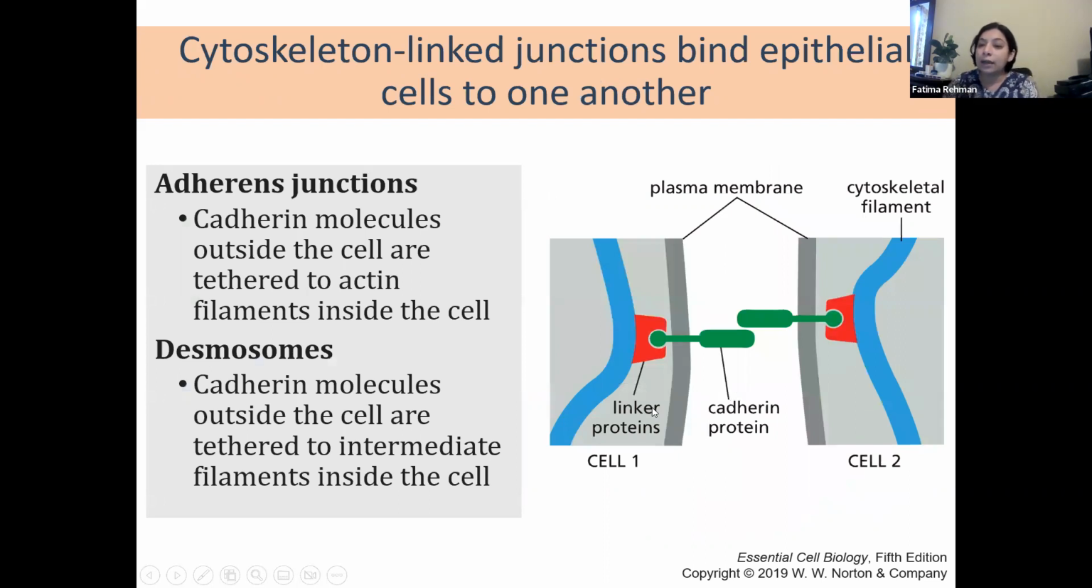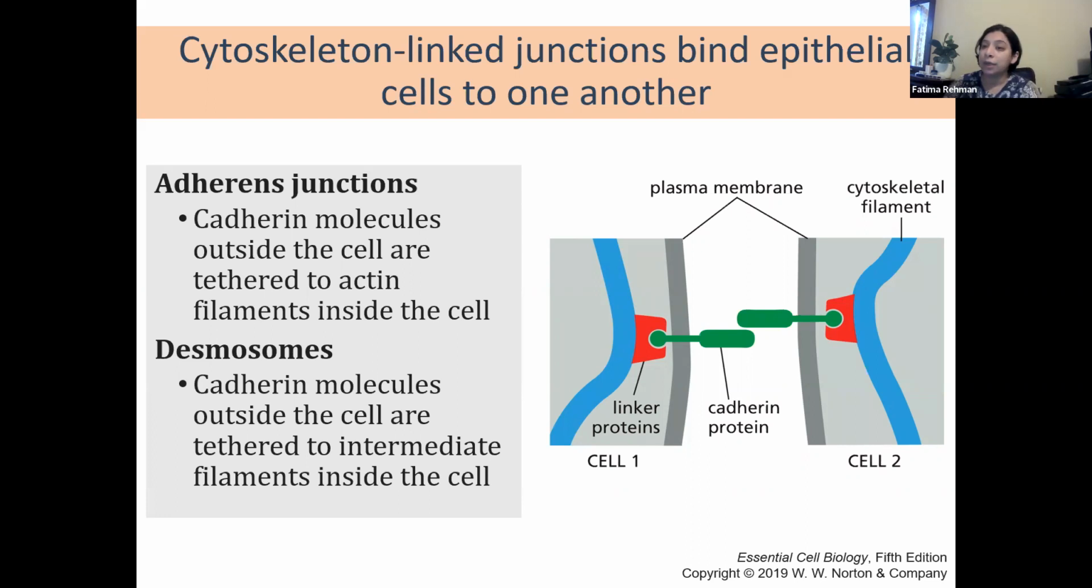So looking at that a little bit more closely, you can see that they are going to have that tight seal. Other times, you don't need a super tight seal, you just need the cells to interact with each other. So you can instead have cytoskeleton-linked junctions that are going to bind cells that are adjacent to one another. There are two different ones that can happen. One is adherens junctions and the other one is desmosomes.